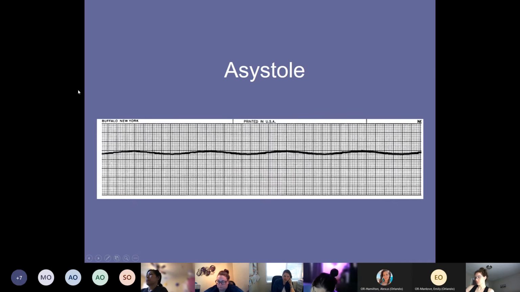Okay, I don't even think I need to go through this one. Asystole, first thing we need to do is verify in 2 leads.